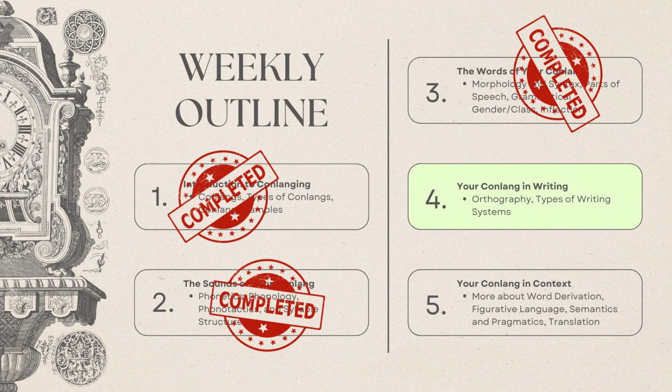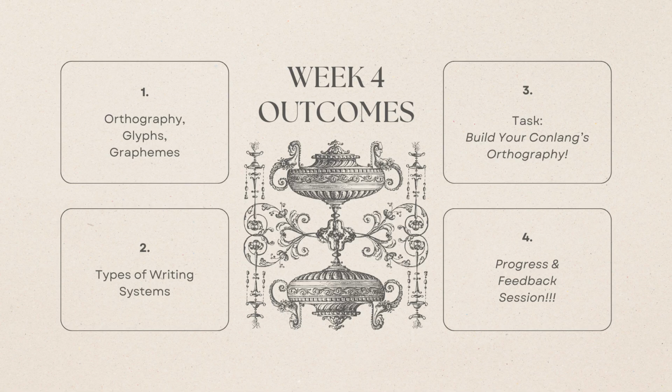It's going to be a pretty short workshop today since writing is kind of a small topic. So we're first going to get into orthography. What is orthography? What are writing systems? And we're going to get to glyphs and graphemes. And after that, we're going to talk about the types of writing systems. So how do languages write, basically?